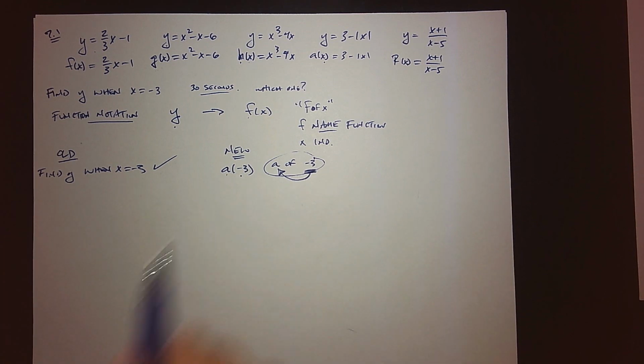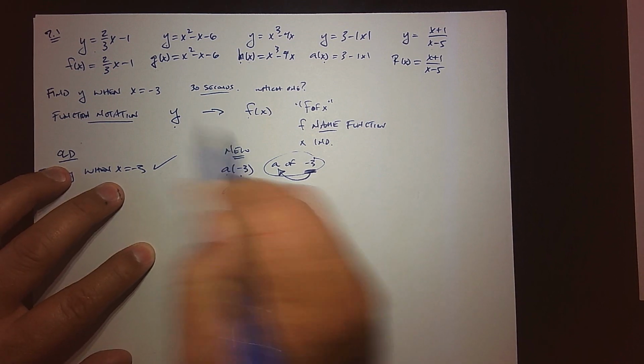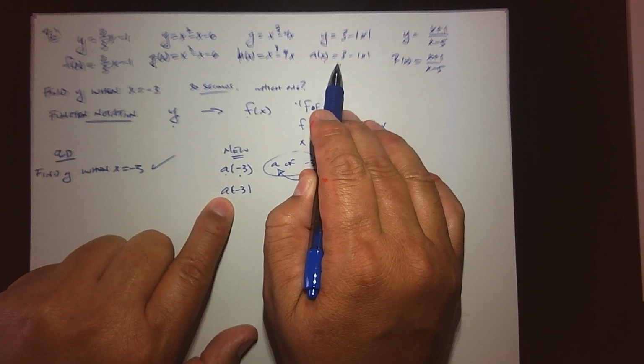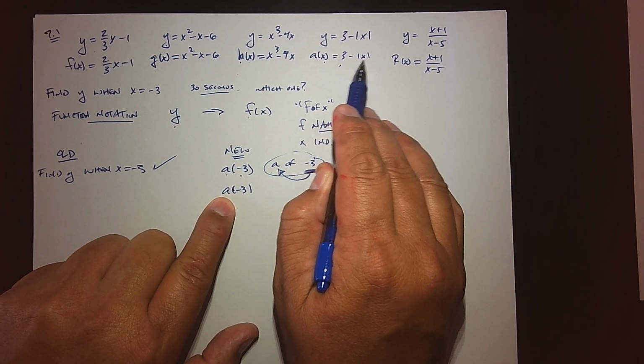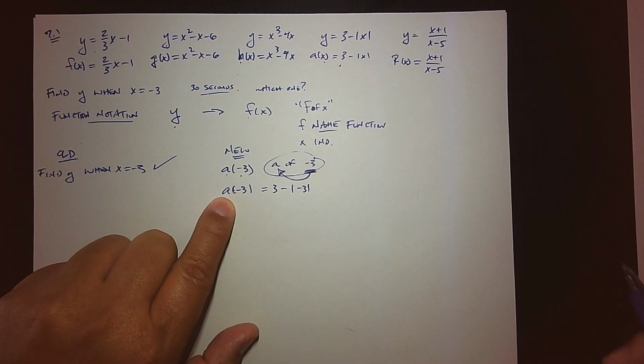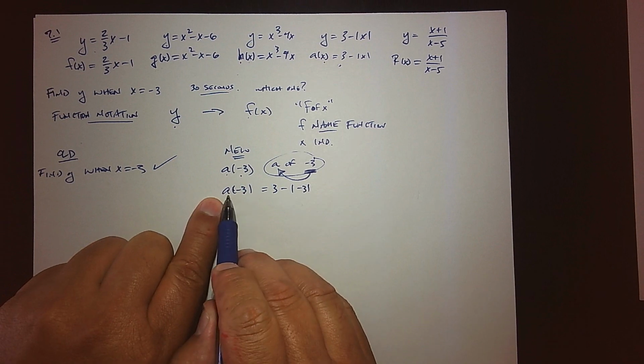And you're basically going to do the same thing we did when we were graphing. A of -3, I'm going to go to that relationship right there, right? Because we've signified that it's the relationship a. And I'm going to replace the x with -3, because that's what they're asking me to do. Put a -3 inside of the function a.